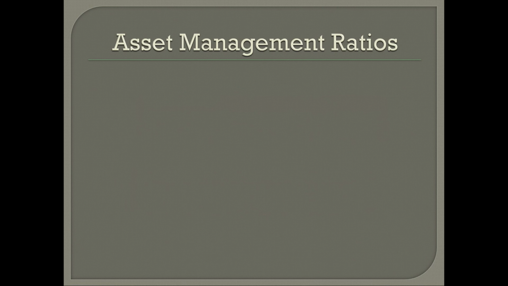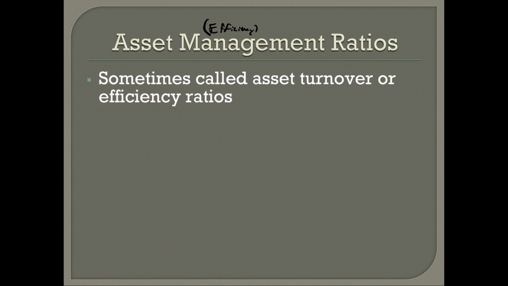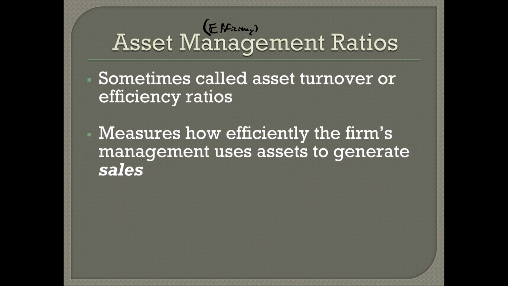So the third category of ratios are called asset management ratios, or asset efficiency ratios. Once again, sometimes called asset turnover or asset rate or asset efficiency ratios, and they measure how efficiently the firm's management uses their assets to generate sales. That's a key point here. So asset management or asset efficiency ratios focus on assets translating into sales, your top line on your income statement. It's very important that you make note of that now. These focus on translation into sales.